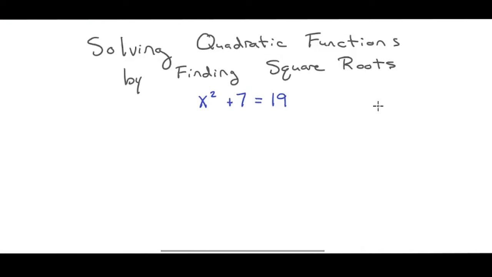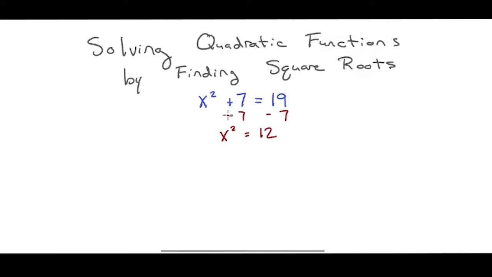Hello again. Today, we're going to be solving quadratic functions by finding square roots. I have the function x squared plus 7 equals 19. So what I want to do is get the x squared by itself. All right, so I'm going to subtract 7. And what that's going to give me is x squared equals 12.